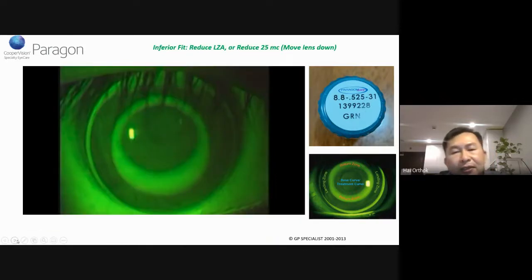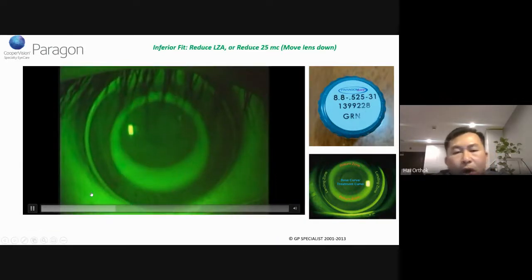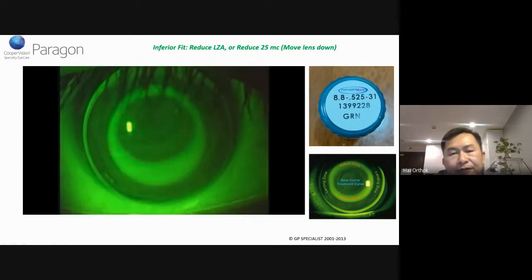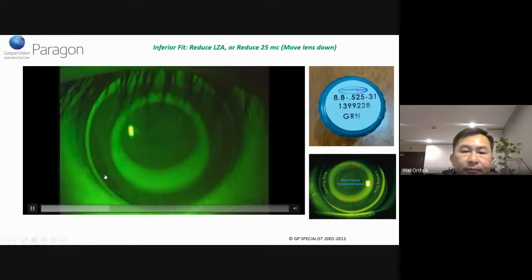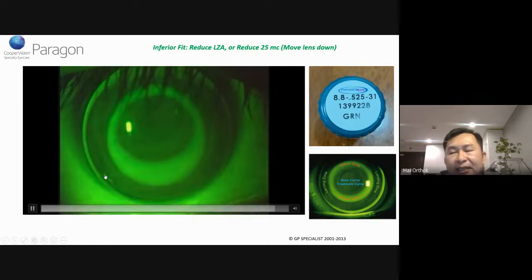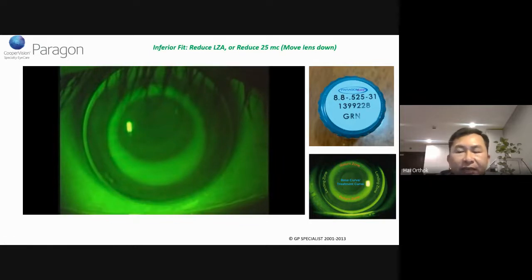And now we see another video where the lens is low riding because it's falling and it's too steep compared to the cornea. So for the IC lens, we will flatten the lens by half a diopter. For the Paragon CRT lens, we do the same. We flatten the return zone depth from 525 to 500, so it's 25 micrometers flatter.